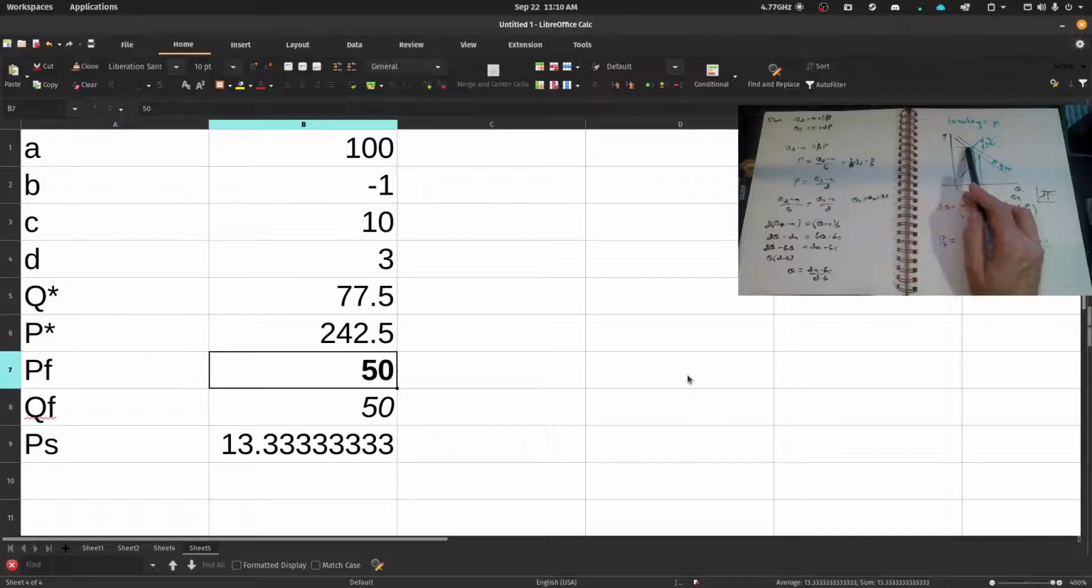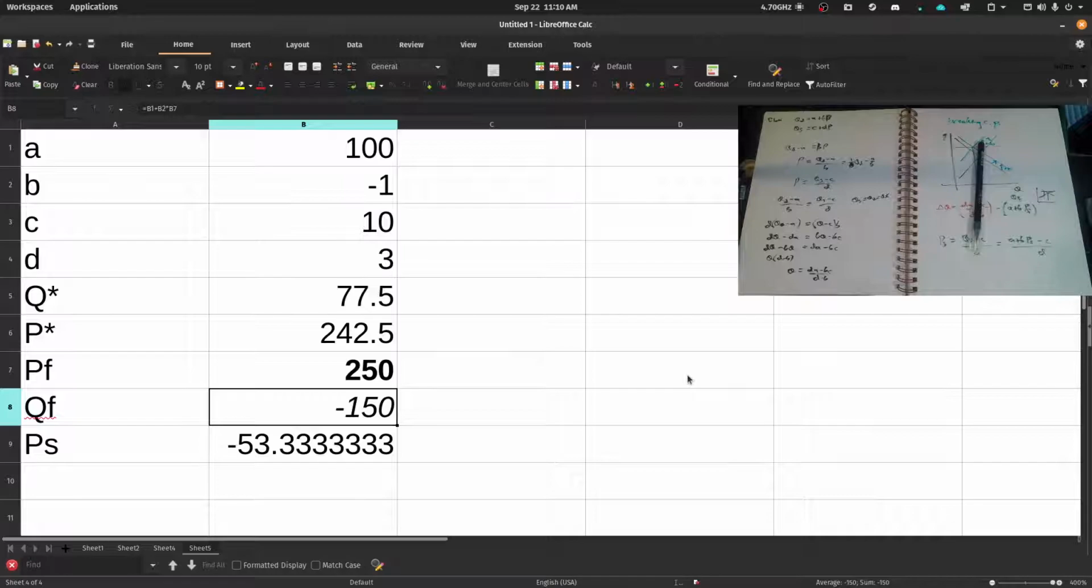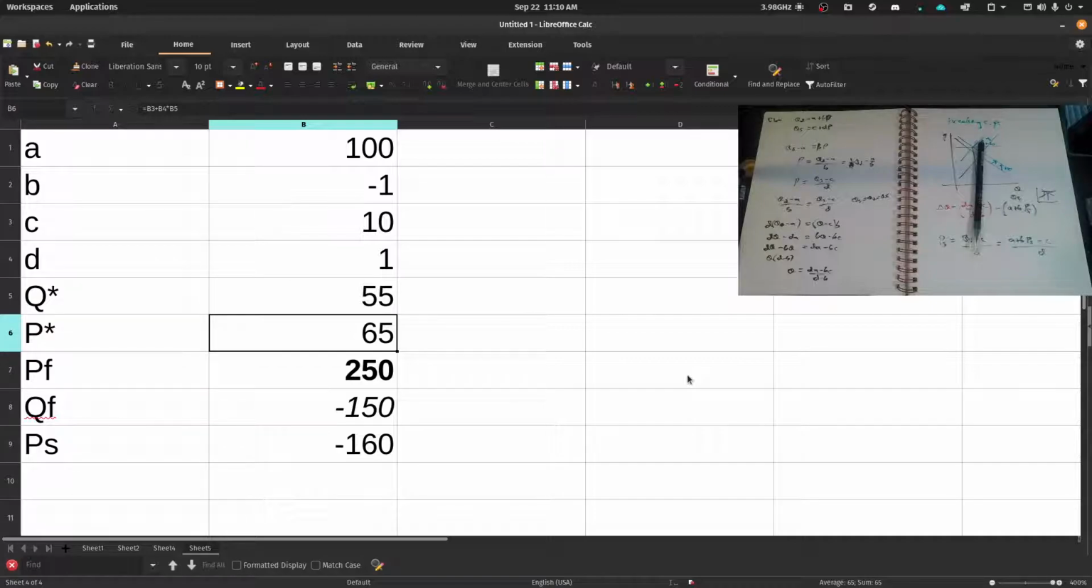Oh, you know what? This is a non-binding price floor. Let's make this 250. There we go. That makes a little bit more sense. Now we did throw this off a little bit. Let's make these numbers a little bit more sensible.